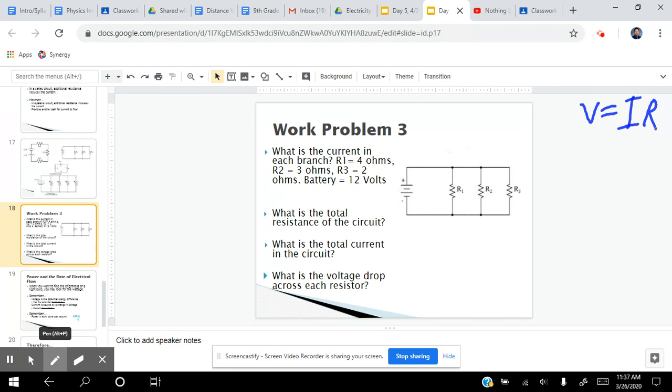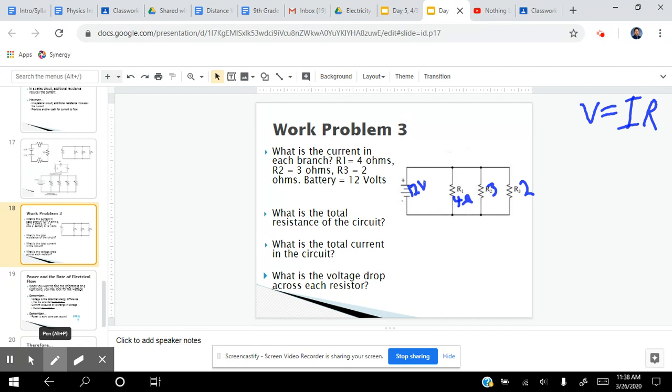If I have R1 is 4 ohms, R2 is 3 ohms, and I'm not writing ohms just because I know I'm going to run out of room here. R3 is 2 ohms, and the battery is 12 volts. Well, so what is the current in each branch is the first question that it's asking.